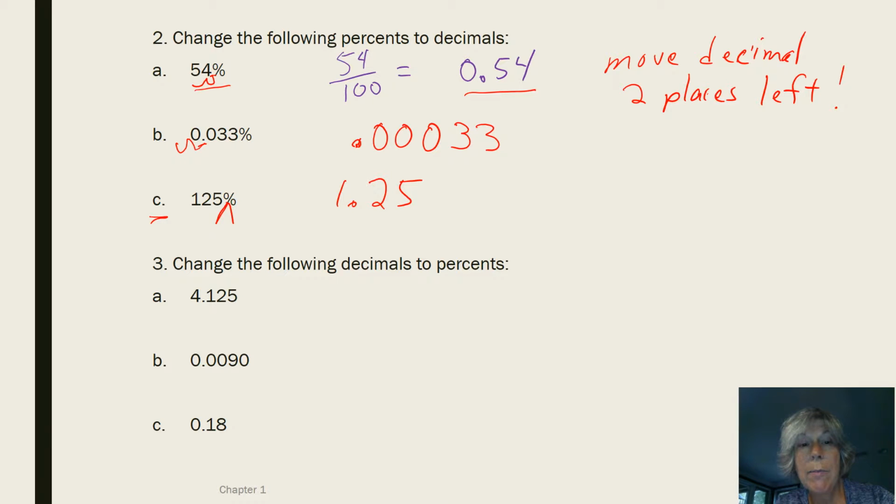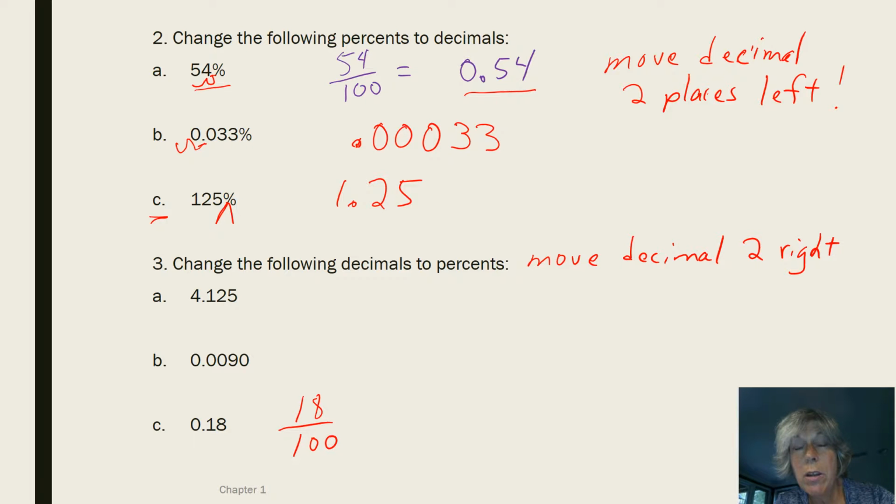Changing decimals to percents, you're going to do the opposite. You're going to move the decimal place 2 places to the right. The reason is 4.125 is the same as 4 and 125 thousandths. Let's do an easier one. 0.18 is the same as 18 hundredths, and percent means out of 100, so 18 hundredths is the same as 18%. Moving the decimal 2 places to the right, I get 18%.